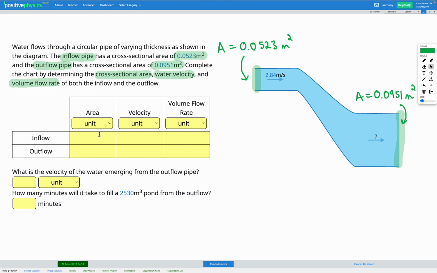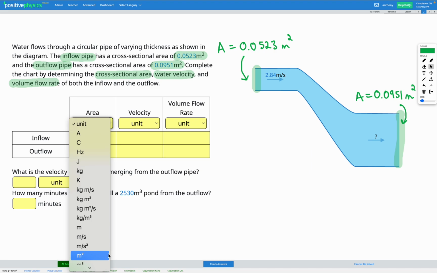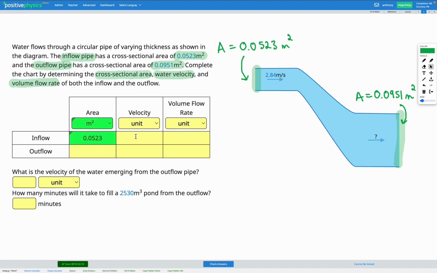So for the inflow, we know the area, we were given that in the question. It's 0.0523 meters squared. For the inflow, we're also given the velocity in the question. It's given here, drawn on the diagram. It's 2.84 meters per second.